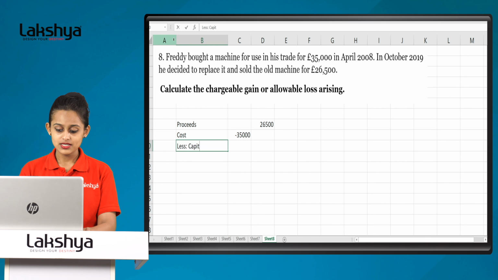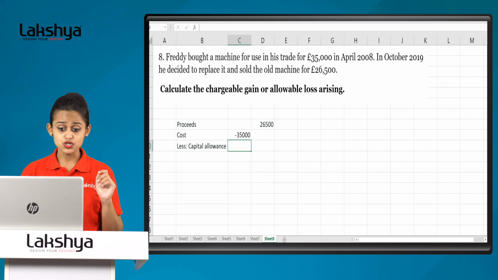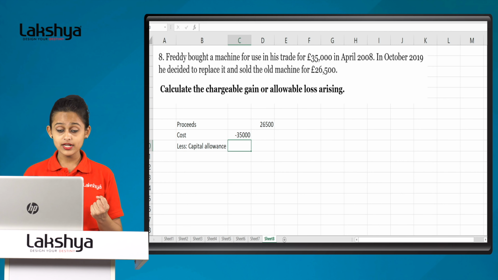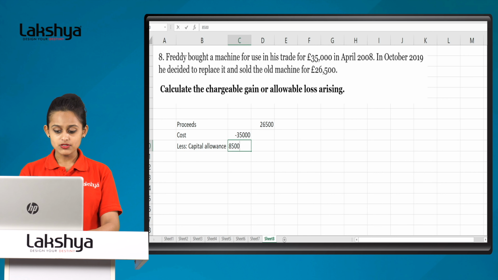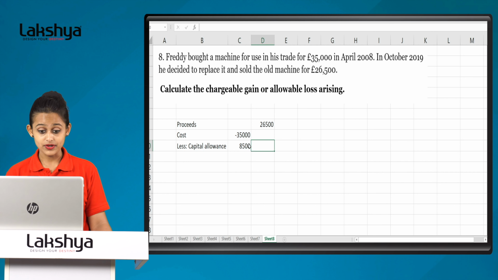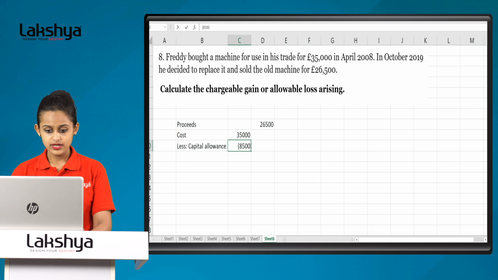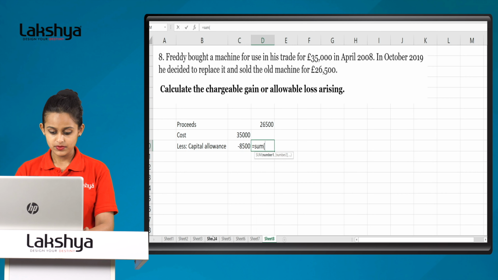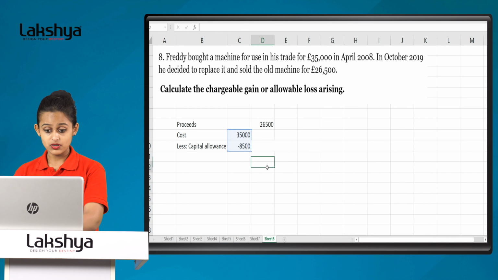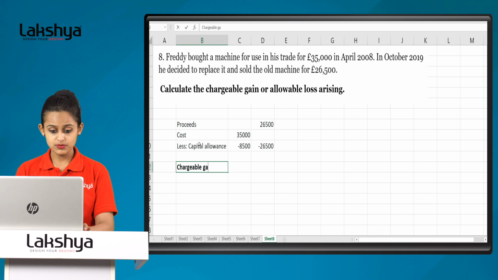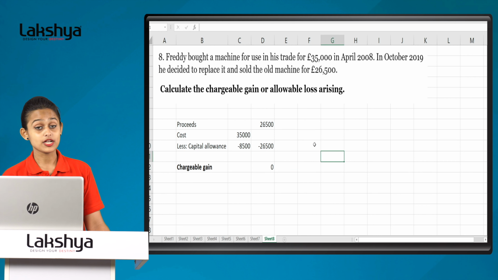So I'm going to write there less capital allowance. Anyway, they'll be having capital allowance. That capital allowance we can show it here. How much do we reduce? That is 35,000 minus 26,500, which is 8,500. If you reduce 8,500 from there, you get 26,500. So your cost is 35,000 less 8,500, which is 26,500. So that is actually our cost. Minus 26,500, what's your final answer? Your chargeable gain is 0.